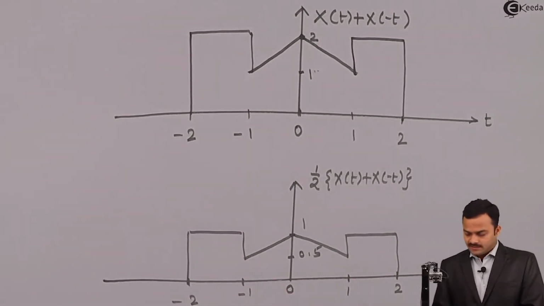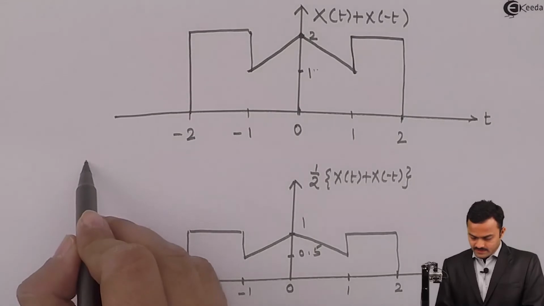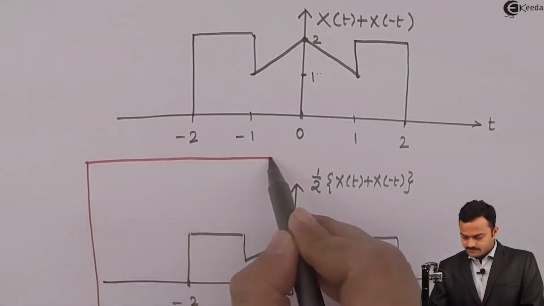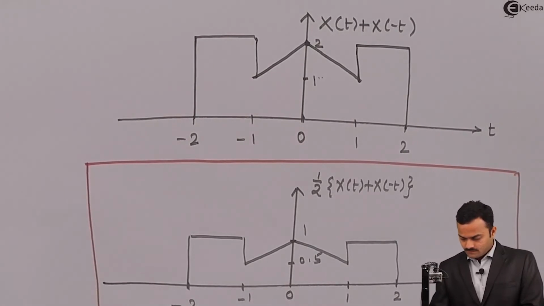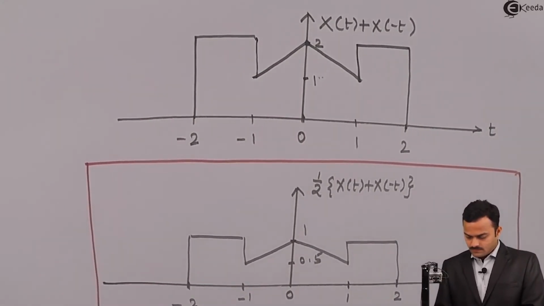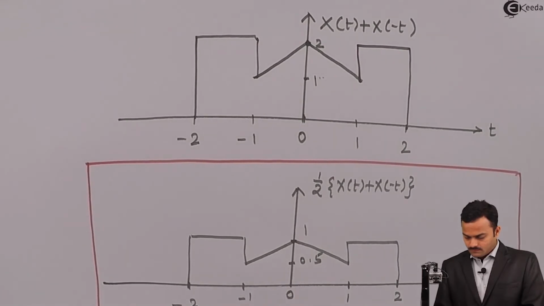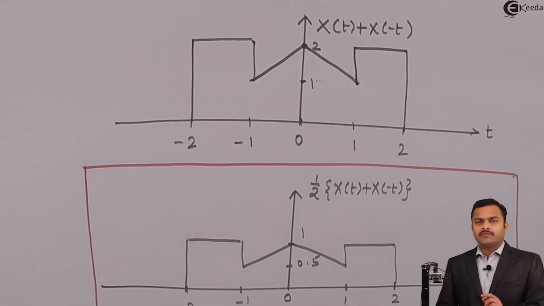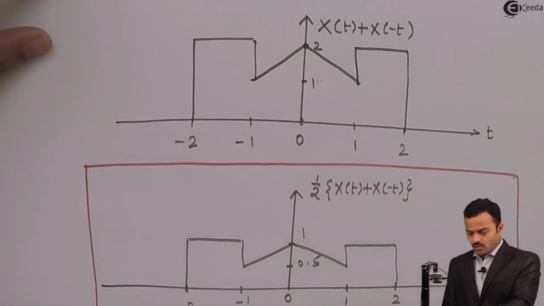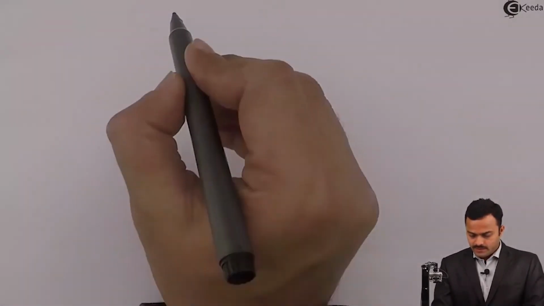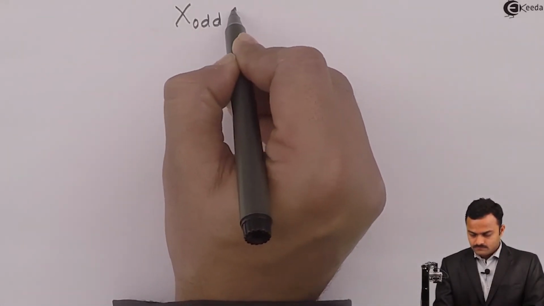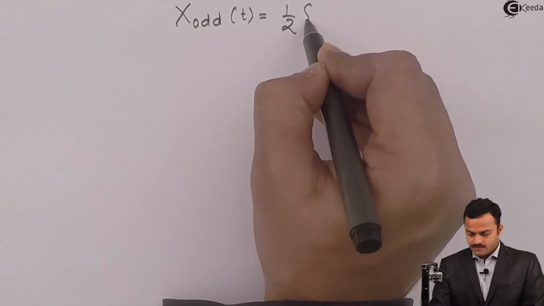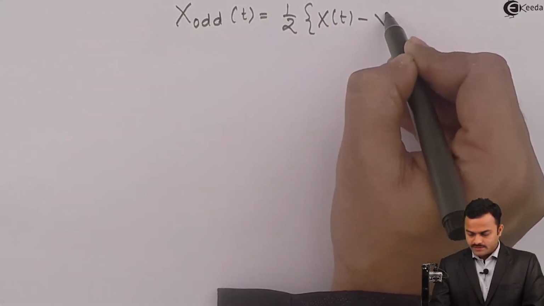We can see the signal is symmetric about the y-axis, hence we can very well say this is the even part of x of t. Similarly, we can find the odd part, but for that we need to write an equation. So the odd part of any signal will be given as half bracket x of t minus x of minus t.